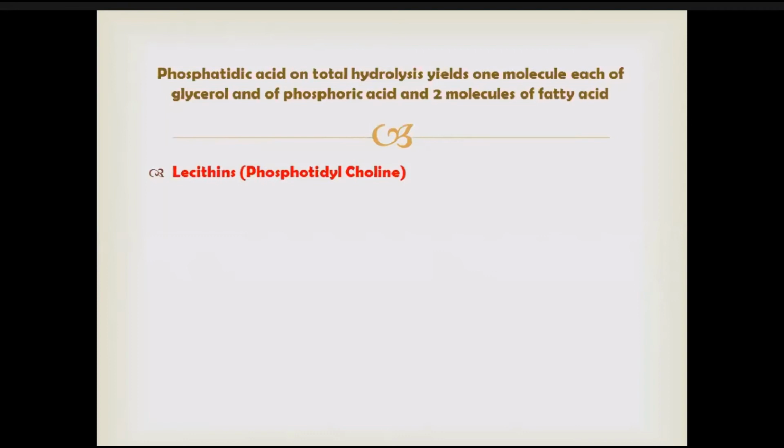So now we are going to see one by one the classes of glycerophospholipids. The first one is phosphatidylcholine, most commonly known as lecithins.